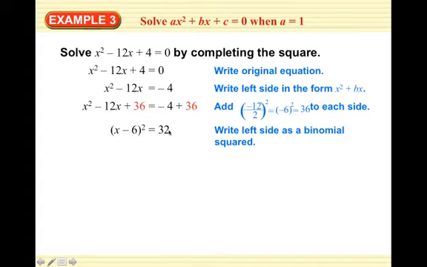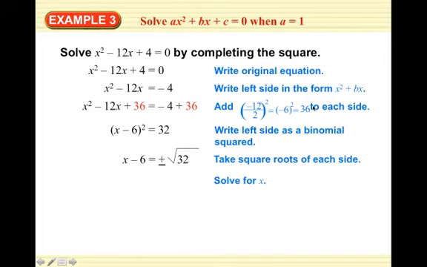Now we're going to take the square root of both sides, remembering to do plus or minus on the plain number side. And so we get x minus 6 equals plus or minus square root of 32. Let's go ahead and solve for x by adding 6 to both sides. And so we get x equals 6 plus or minus square root of 32.